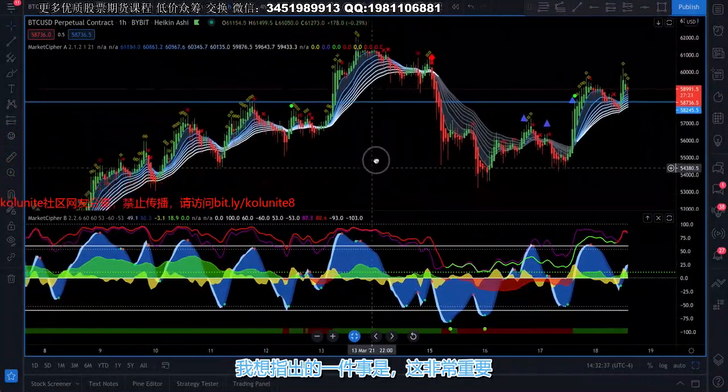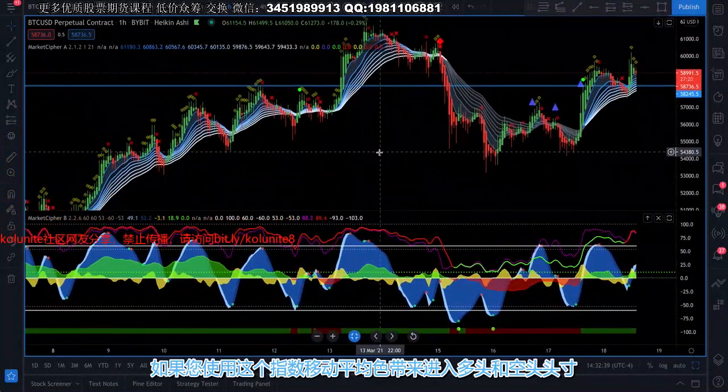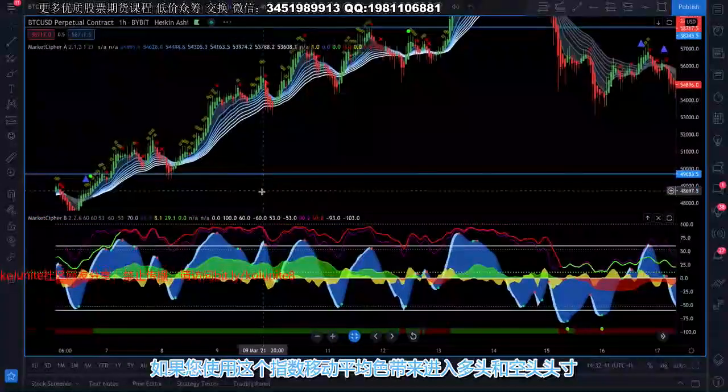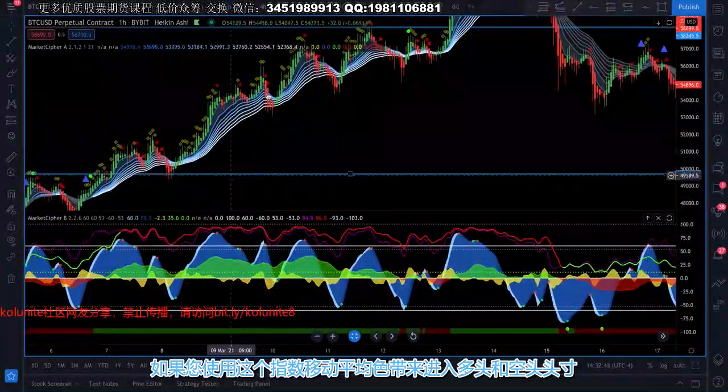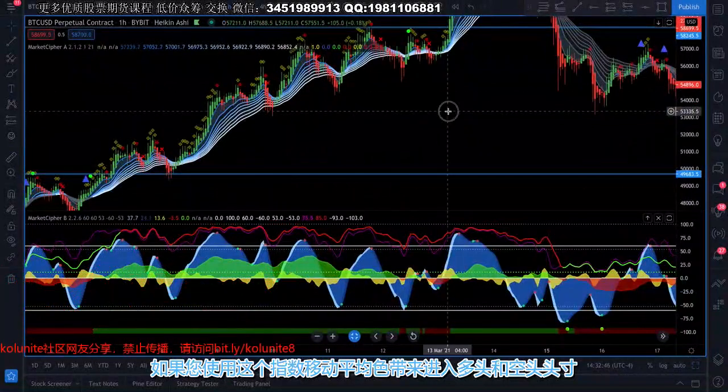Now, one thing I do want to point out, guys, is it's very important if you're using this exponential moving average ribbon in order to enter long positions and short positions.